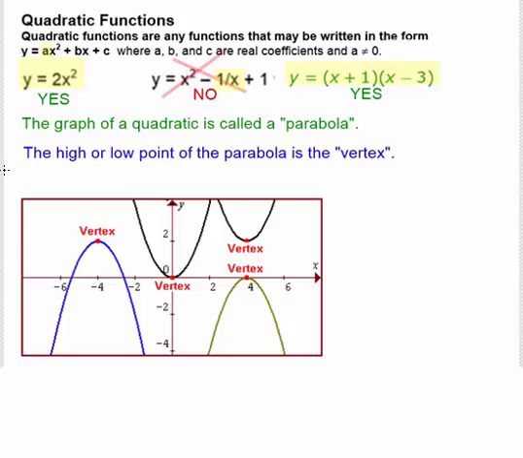Here I have 4 different parabolas graphed. 2 are upside down and 2 open up. The ones that are upside down have a vertex that is the highest point, and I have 2 of them like that. And the 2 parabolas that open up have a vertex that is the lowest point.